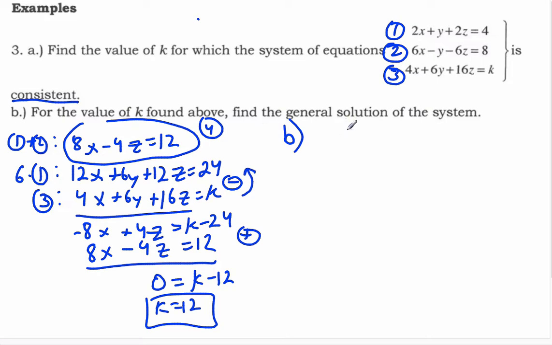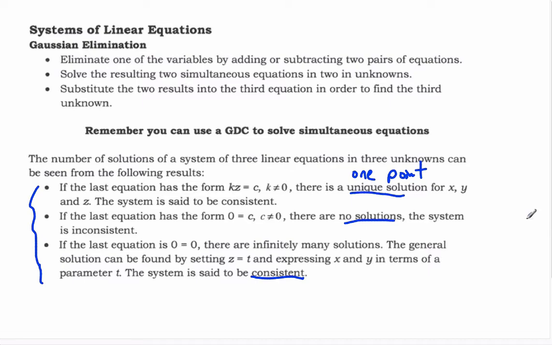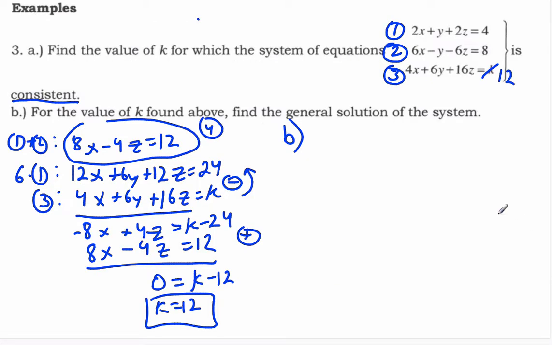For this particular value of k, find the general solution of the system. Okay, so that would be 12 here. We're going to use 12. And to get the general solution of the system, what we can do is this strategy right here. General solution can be found by setting z equals t. So it's like picking a particular instance of t and solving x and y in terms of the parameter t. Okay, so let z equals t, where t is a real number.